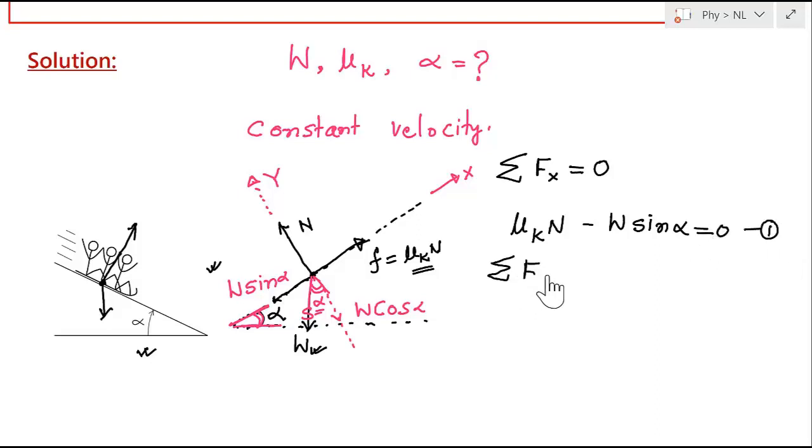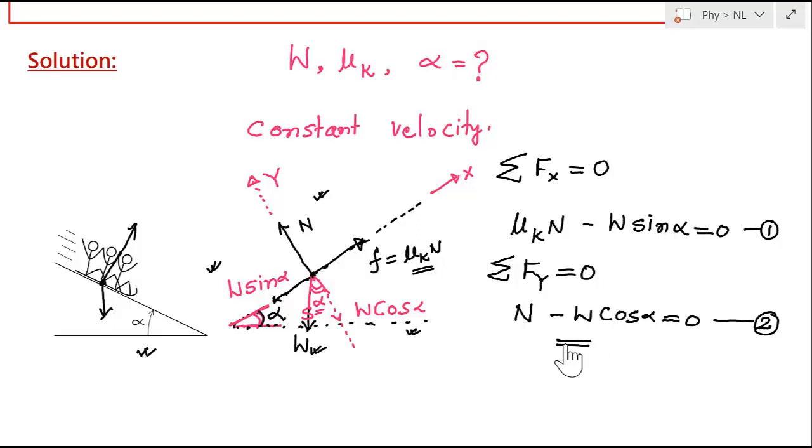Similarly, we can write the sum of the forces in the y direction equals 0. So in the y direction we have the normal reaction N, and this force, W cos alpha, in the negative y direction. So N minus W cos alpha equals 0. That is my equation number 2. You can see these two equations can be used to solve for alpha. So let us, using equation 2, calculate the value of N and put it into equation 1.